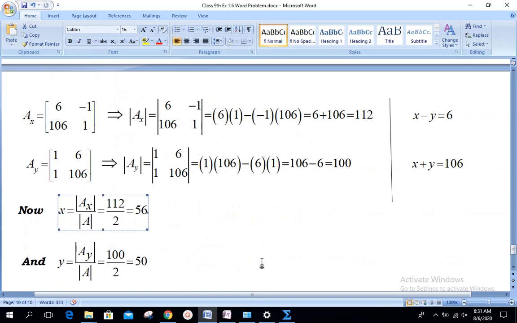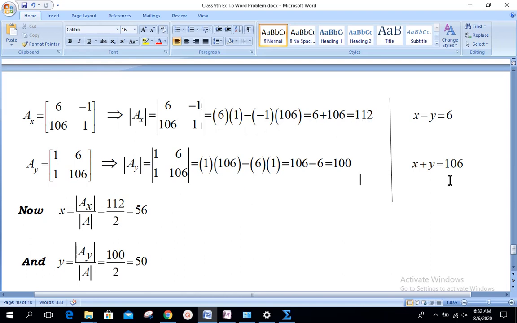Next job is to calculate AX and then AX determinant. Again to repeat, right hand side entries will take the place of the first column. For AX, you can see AX is a matrix having column wise entries 6, 106 and -1, 1. Second column remains the same. You know the pattern, how to calculate its determinant. AX determinant is equal to the determinant of the same entries. Applying the order of determinant, your answer becomes 112.